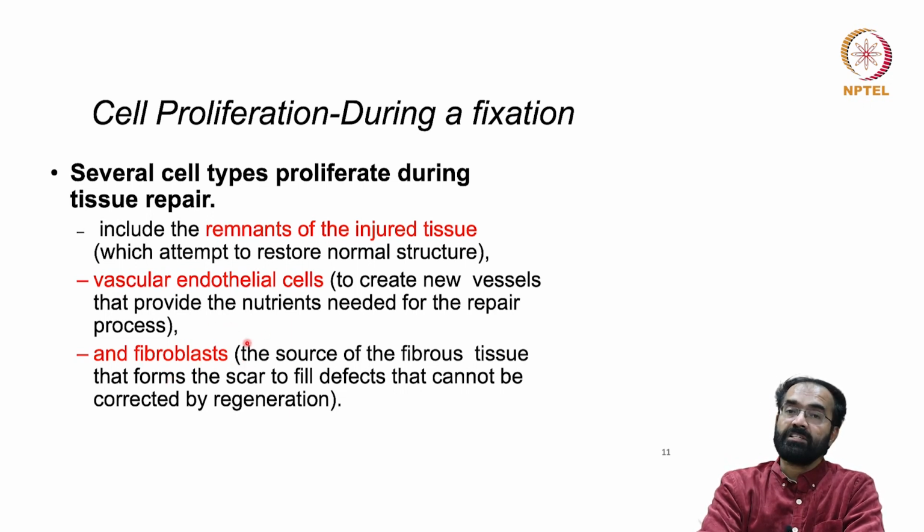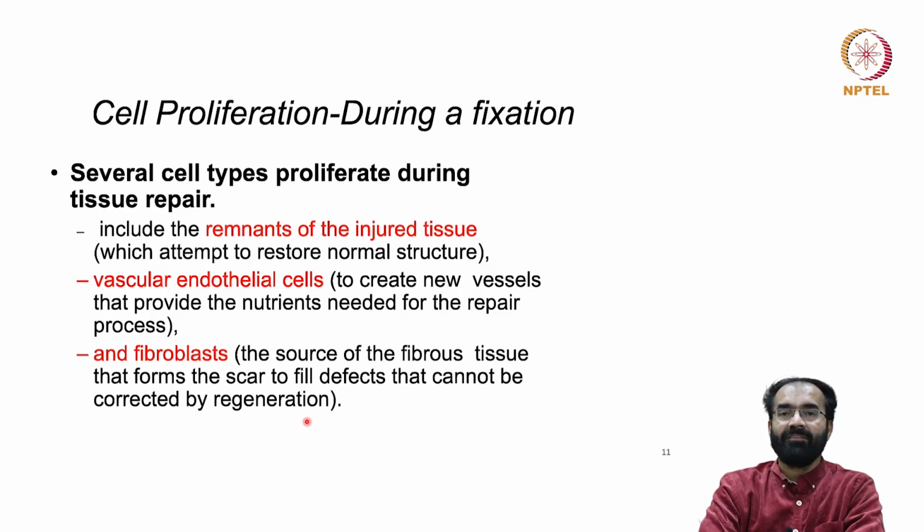The endothelial cells have to come for the blood vasculature formation, and the fibroblasts are needed to fill the gap. They are the source of fibrous tissue that forms the scar to fill the defects that cannot be corrected by regeneration. So when the scar is formed, if the organ is not able to regenerate, then the scar forms, because the body is filling the gap or the damaged area of the organ with so-called junk tissue, that is called fibroblast.